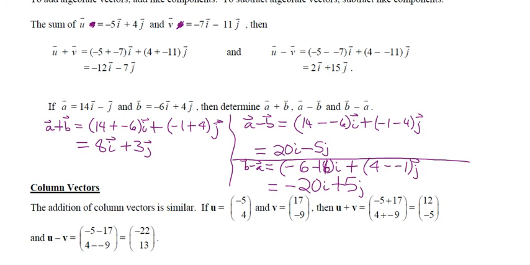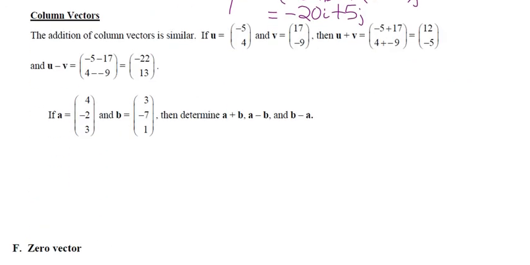What do you notice about A minus B and B minus A? They're not the same. The signs are the same. Wait, they are the same. They have the same magnitude but are in the opposite direction, right? I know. I win.